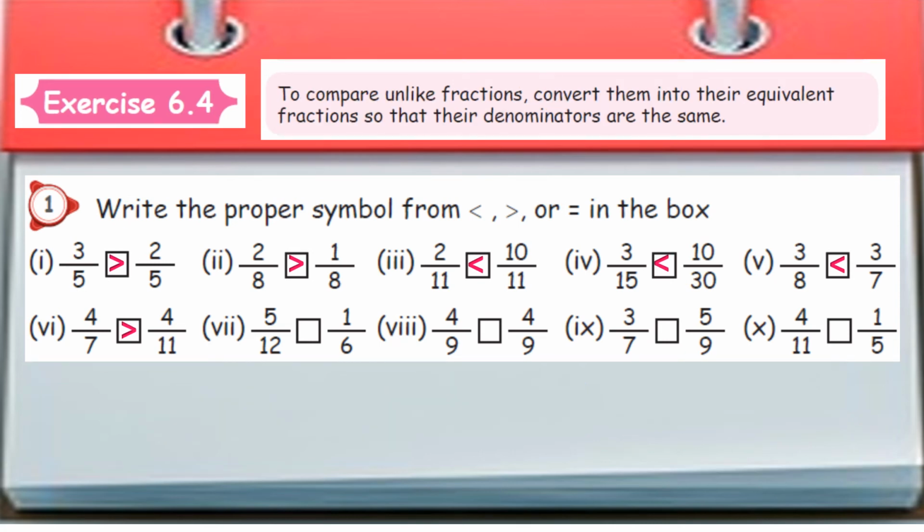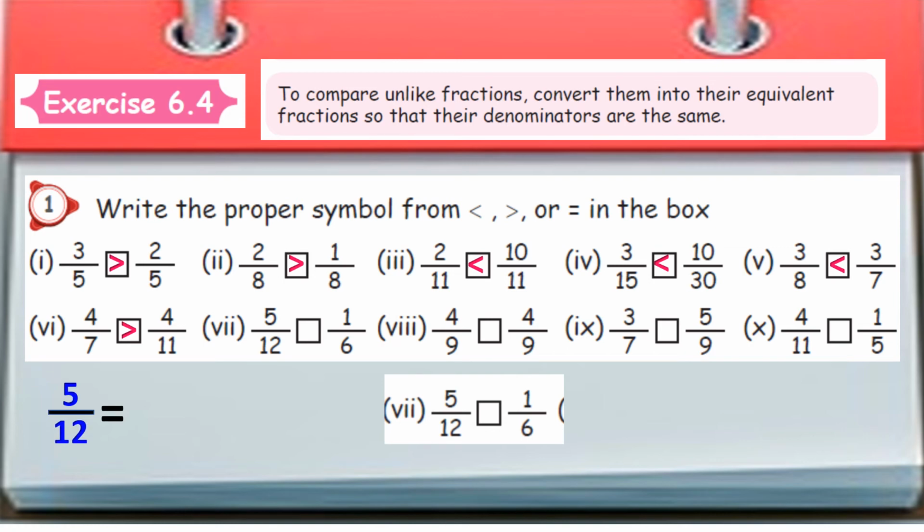Now focus on the 7th sum, 5 by 12 and 1 by 6. Here we don't have the same denominator or the same numerator. So the only thing is we are going to convert into like fractions. So let us select this sum, 5 by 12, and here we are going to multiply with the opposite side denominator, that is 6. So 5 by 12 into 6 by 6, that's equal to 30 by 72, right?